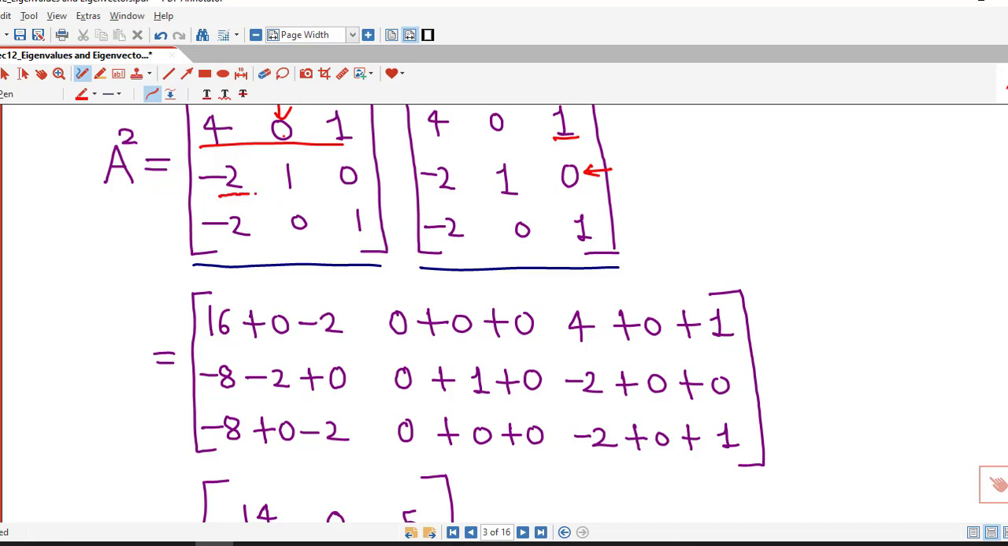Similarly, we consider the second row with all the columns: minus 2 into 4, minus 8, 1 into minus 2, 0 into minus 2, which is 0. Then second row second column, so 0 into minus 2, 0, 1 into 1, and this 0 into 0. Second row third column, minus 2 into 1, which is minus 2, 0 into 0, 1 into 1.